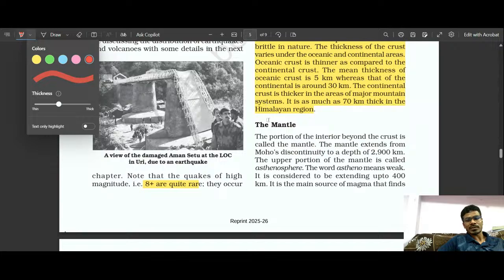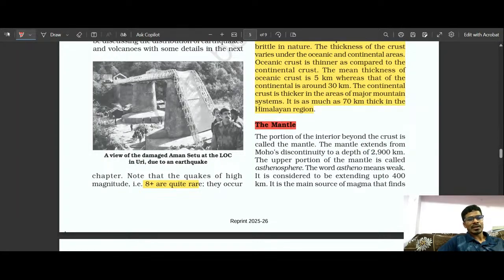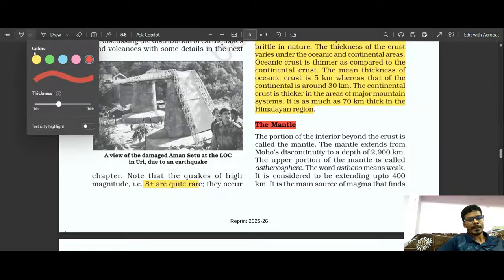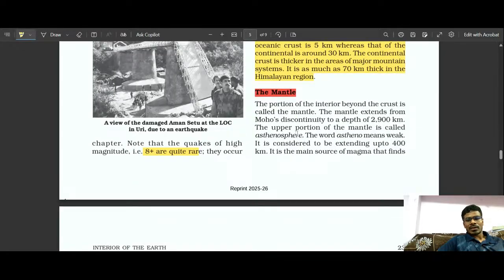Now we're talking about the mantle. In Hindi we say it pravar. The portion of the interior beyond the crust is called the mantle. The mantle extends from the Moho discontinuity to a depth of 2900 kilometers, and the upper portion of the mantle is called the asthenosphere. This is the layer where all the magma originates. It is also referred to as a magma chamber.